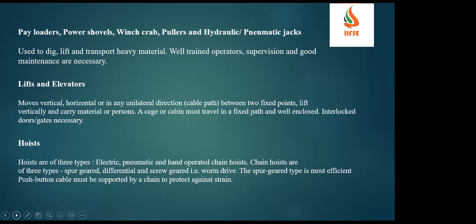For these kinds of operations, they should have well-trained operators. We should not allow any fresher or any trial run basis to run such big machines. We should only allow people who are well trained under proper supervision.